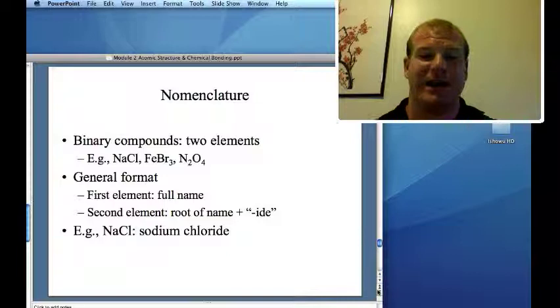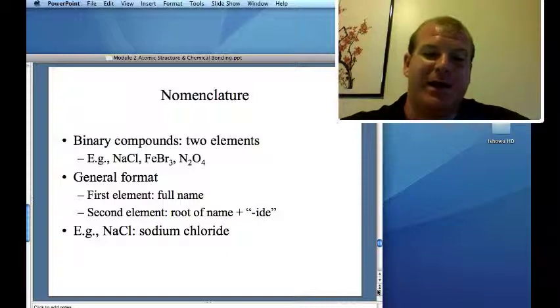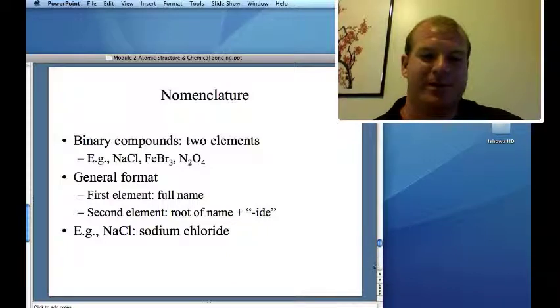And let's talk about how to name things. It's easy with 2 elements. You give the first full name and then the root of the second plus IDE. Sodium chloride, iron bromide, nitrogen oxide. But with iron bromide and nitrogen oxide, we have to talk about these later. For iron, you have to give the charge, iron 3 bromide, and for nitrogen oxide, you have to say dinitrogen tetraoxide. But we'll start with the simple one, sodium chloride.